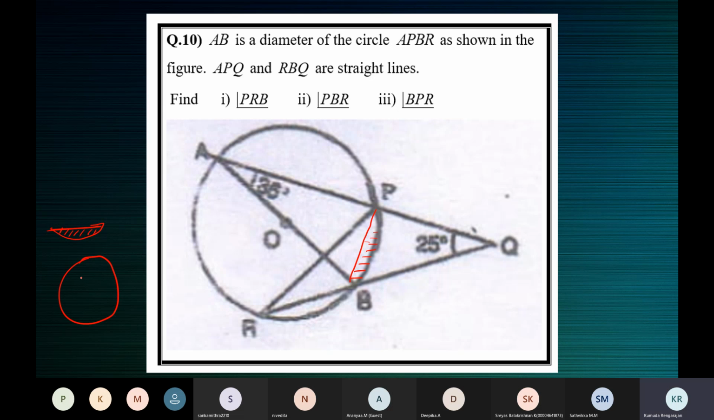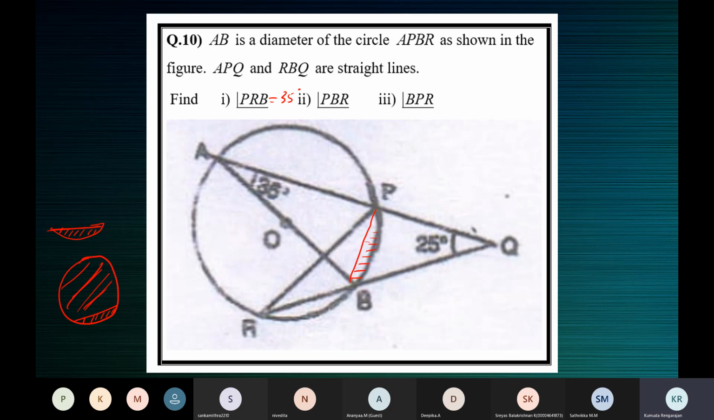See a circle, minor segment. The rest of it, this is the major segment. So angle PAB and PRB are two angles in the major segment of the circle. They are made by the same arc PB. So since angle PAB is 35 degrees, PRB is also 35 degrees. So this is 35.